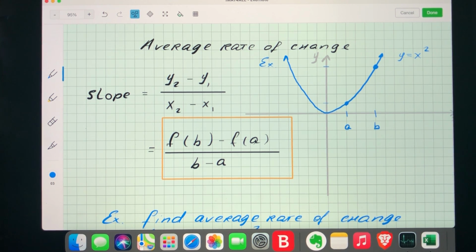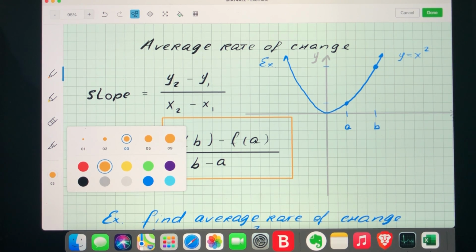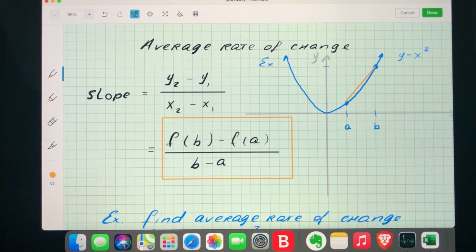So let's say for this function we are asked to find the average rate of change between 2 points. So here are the 2 points A and B, and we are asked to find the average rate of change, which is the same as asking for the slope of a line that connects our two endpoints. So the slope formula uses the height, which is y2 and y1. This is the y1, also known as f of A, and this is the y2, also known as f of B, because that's the height at the B location, and this is the height at the A location.